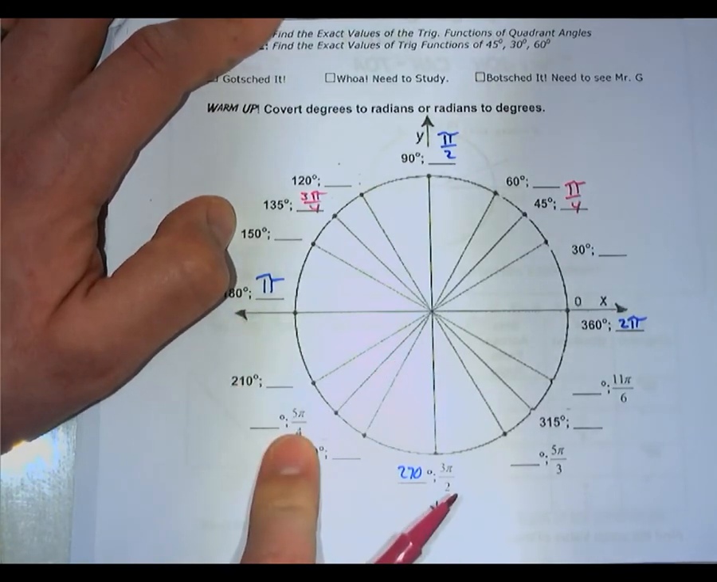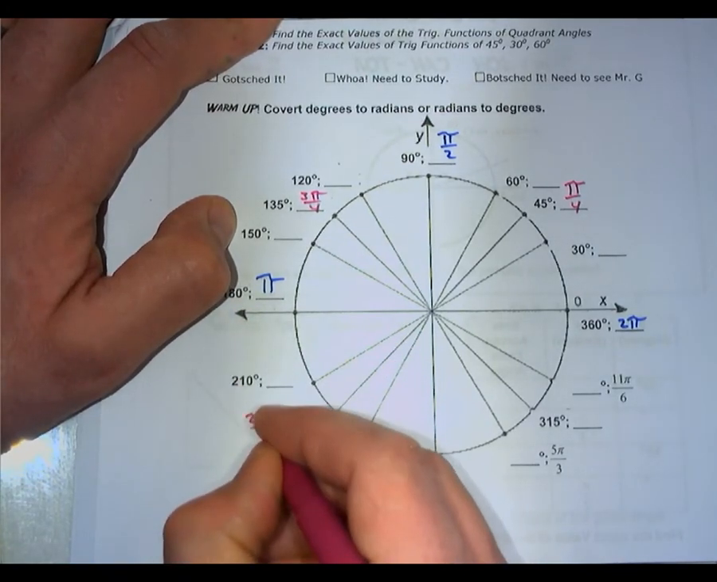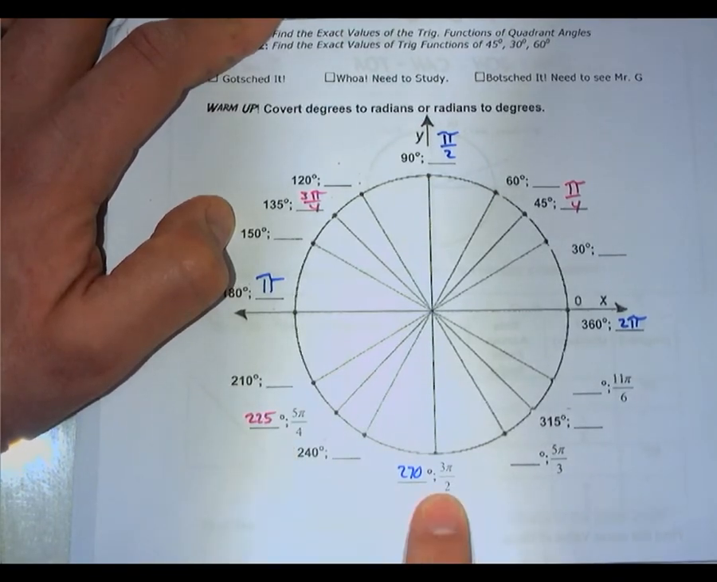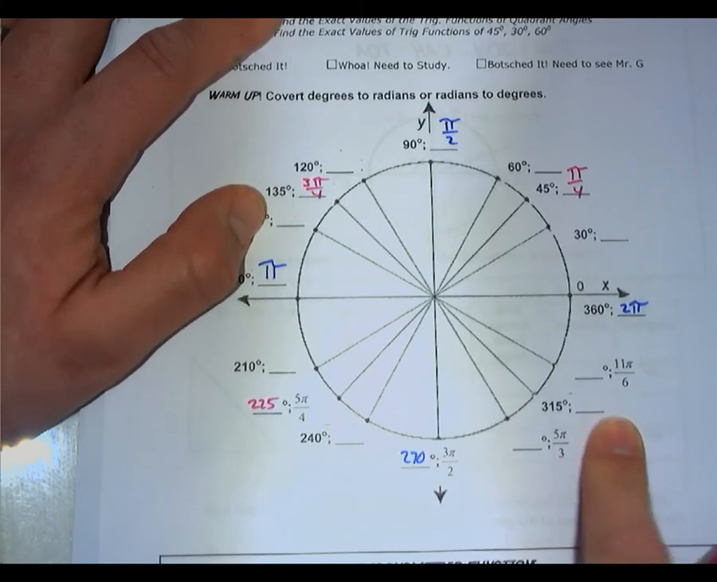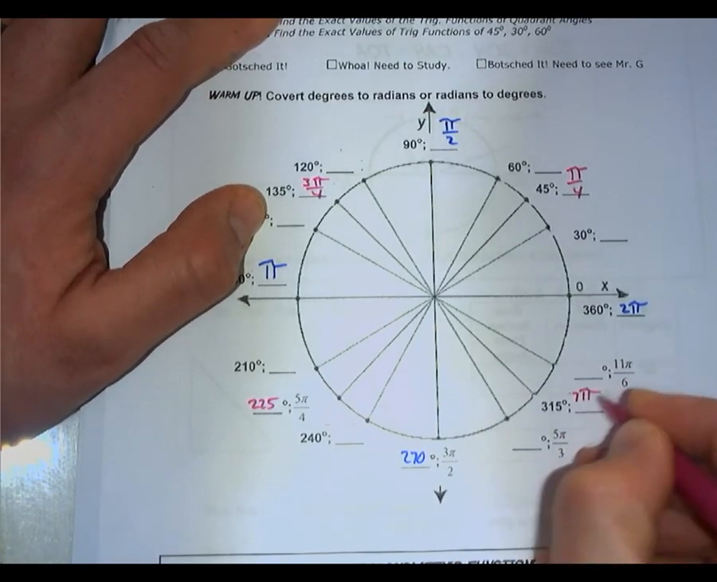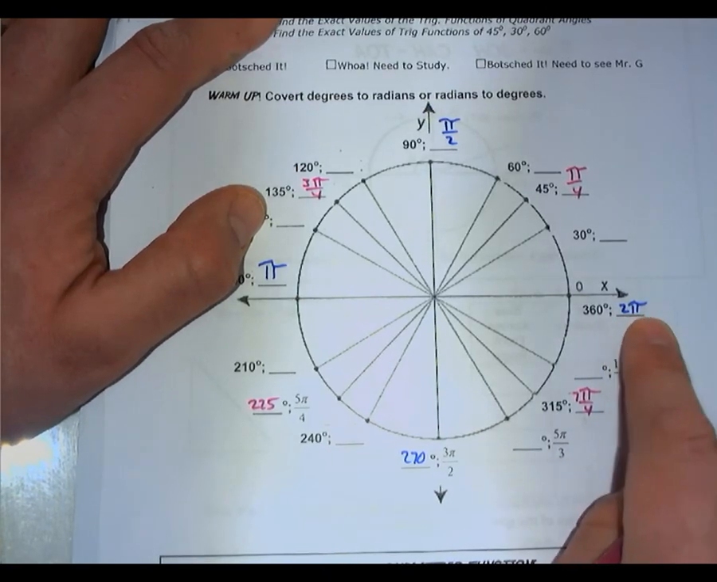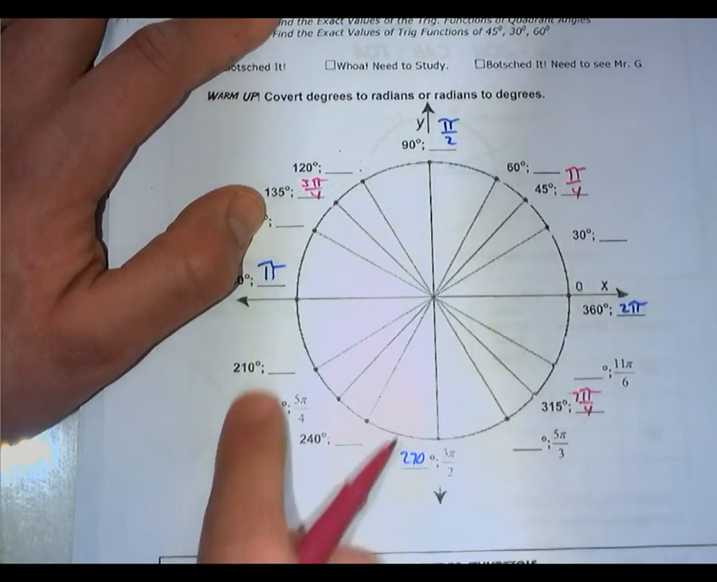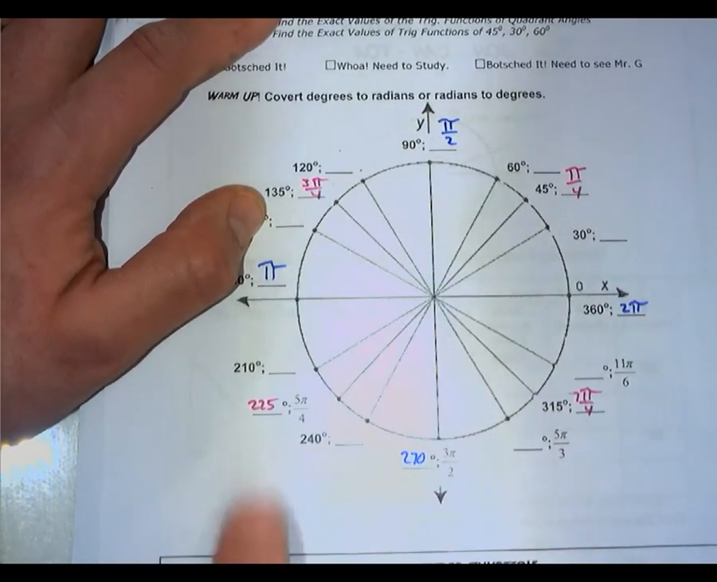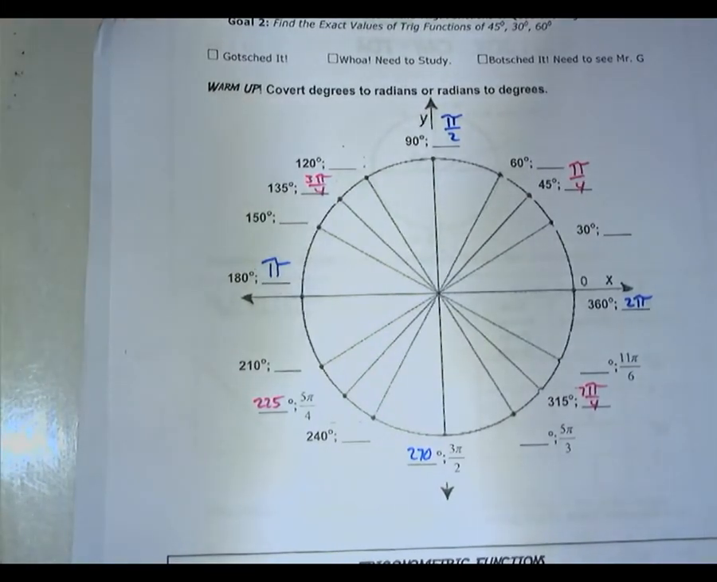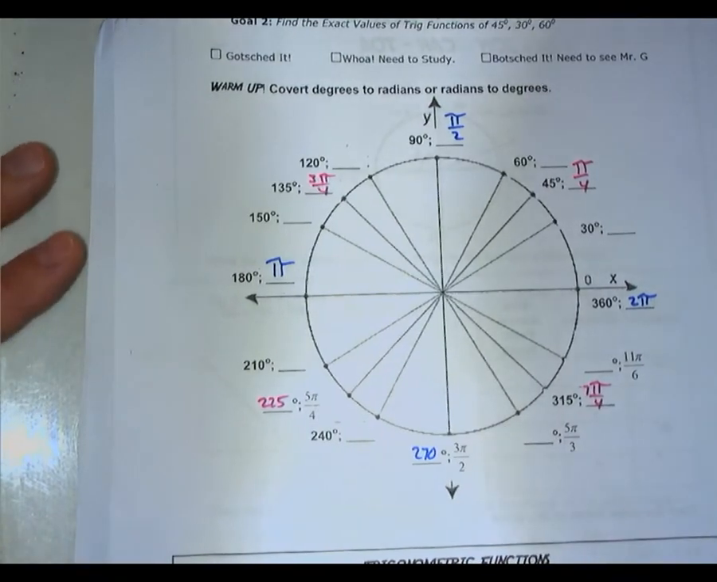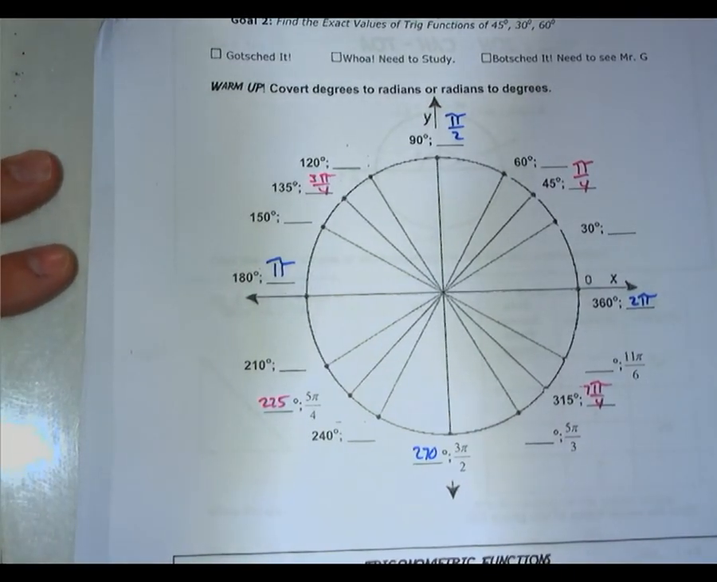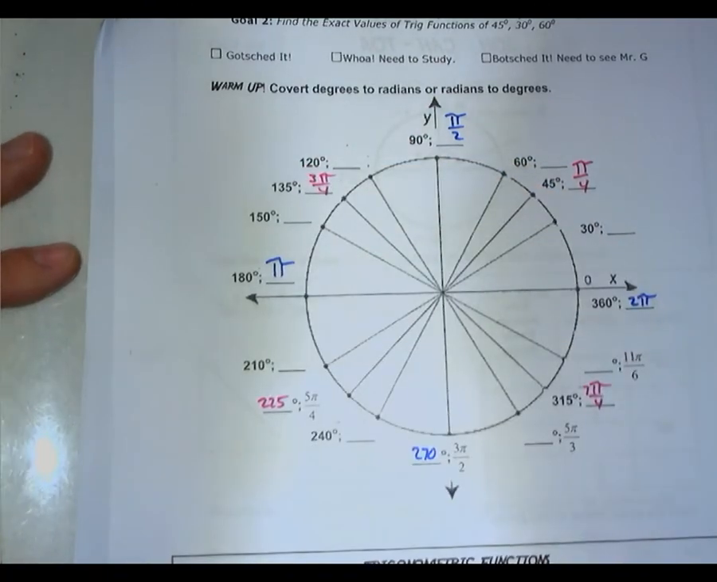Then 5 pi over 4, that's 225. 6 pi over 4 reduced is 270. 7 pi over 4 is 315. And then 8 pi over 4 is 2 pi. So if you look at the multiples of 45, the ones directly in the middle of each quadrant, 1 pi over 4, 3 pi over 4, 5 pi over 4, 7 pi over 4 are the odd pi over 4s.